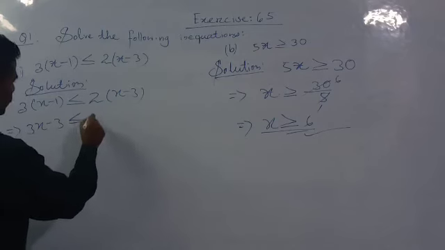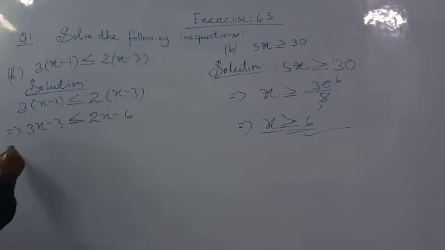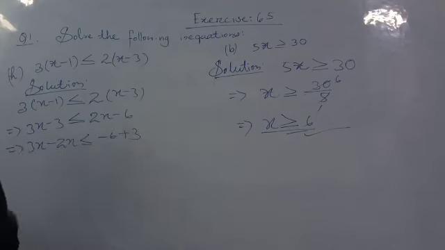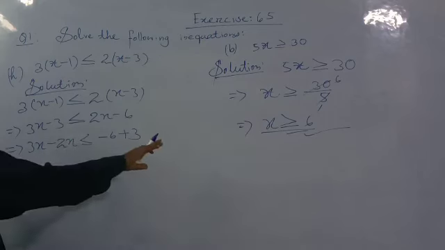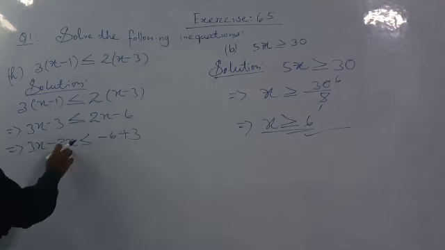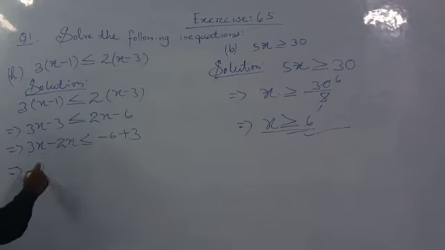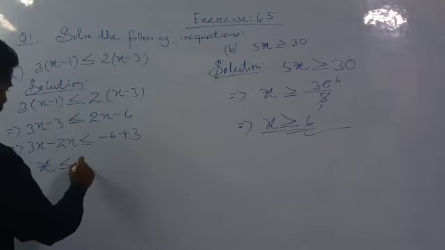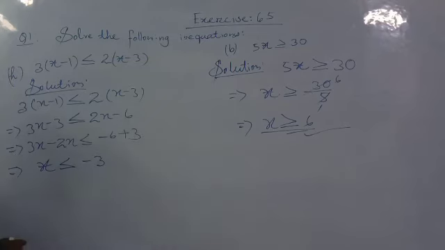smaller than or equal to 2x minus 6, or 3x minus 2x smaller than or equal to minus 6 plus 3. This is the transposing method. This 2x was on the right, brought to the left. This minus 3 is on the left, taken to the right. So minus 3 turned into plus 3, plus 2x turned into minus 2x. Now in the following step, 3x minus 2x equals x. x smaller than or equal to minus 3. Minus 6 plus 3, you'll get minus 3. So this is the solution for question number 1, sub question H.